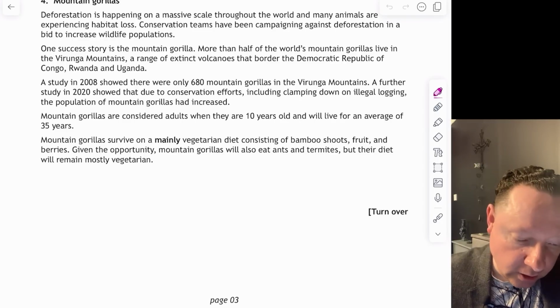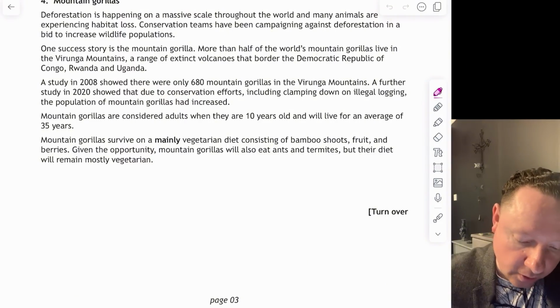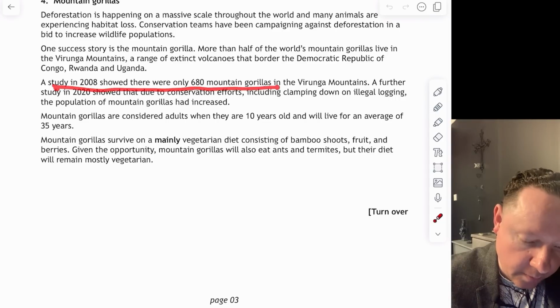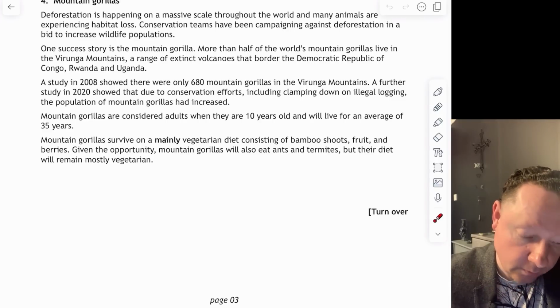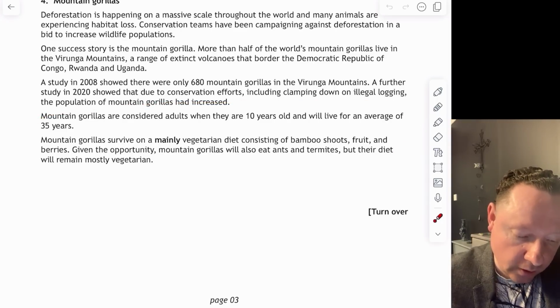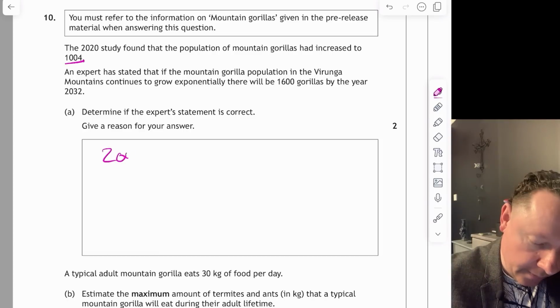It says deforestation happened on a massive scale, and so on. A study in 2008, starting on this paragraph, said there were only 680 mountain gorillas in the Virunga mountains. A study in 2020 showed that due to conservation efforts clamping down, that had increased, and we know what that's increased to. We'll come back to this a little bit later for the rest of the question. But we do know that in 2008 there were 680. We know in 2020 there are 1,004.